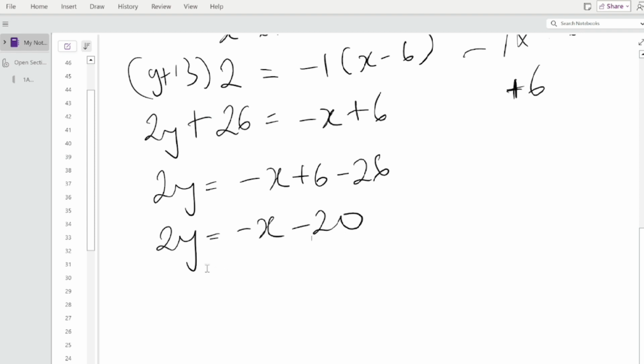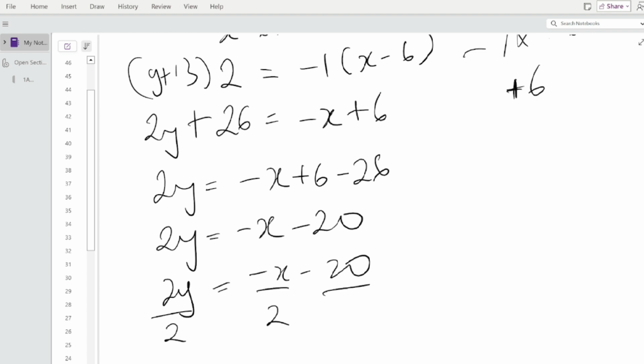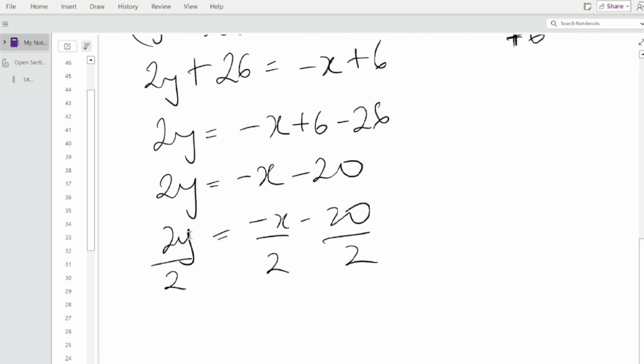And at this point, we need to make the coefficient of our y, 1. So we divide both sides by 2. We still have 2y equals -x minus 20. We divide both sides by 2. Each of them will be divided by 2. It's only when they are linked with a sign like multiplication or division that you draw just one line and put a 2 below. But when it's addition or subtraction, you give them their separate 2's.